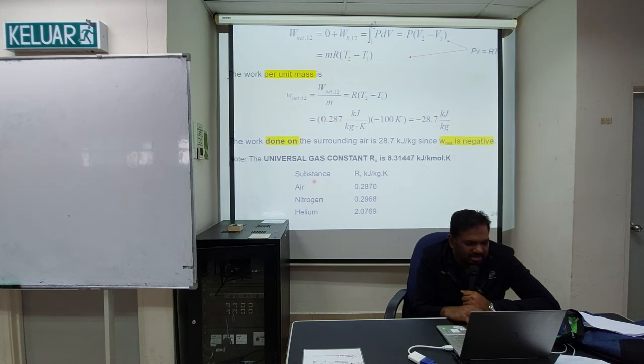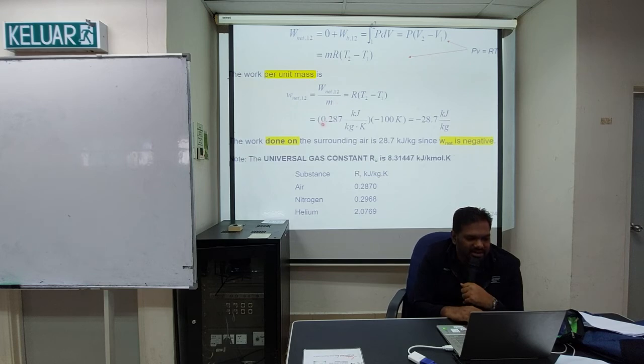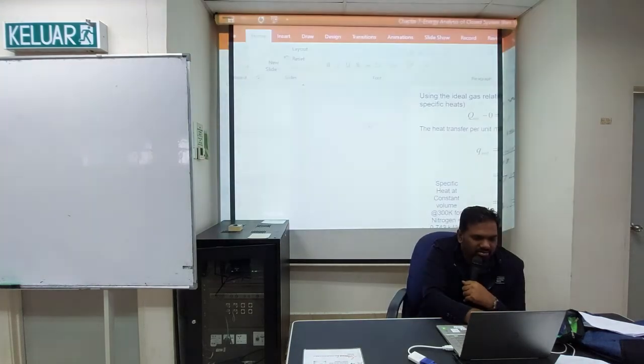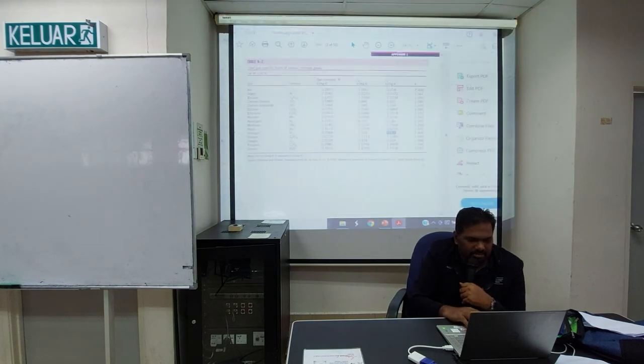So yang ni you dapatkan dari... ini actually dah diberi dekat sini, tapi you boleh dapat dari the table tadi. Okay, because it's ideal gas, so you refer to the table of ideal gas. So for air is 0.287. So kalau you tengok dekat the table paling atas, so the gas constant is 0.287. So different gas you boleh refer dekat sini.